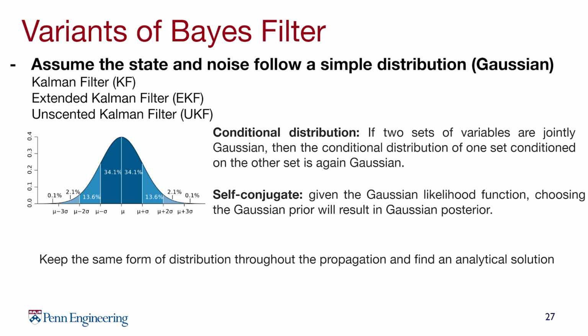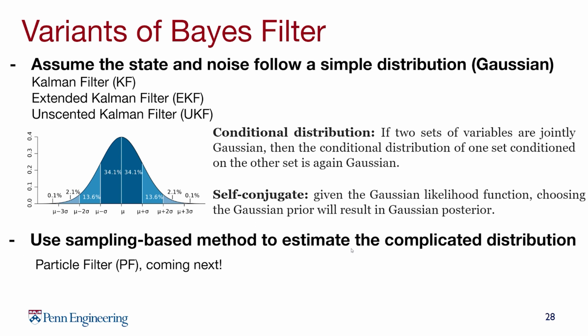So we can calculate the Kalman gain for the Kalman filter. I will just skip all the mathematical proof here, but you can find a lot of resources on the internet. I just want to show that if you assume the state and noise follow a simple distribution, you can find an analytical solution for this Bayes filter.